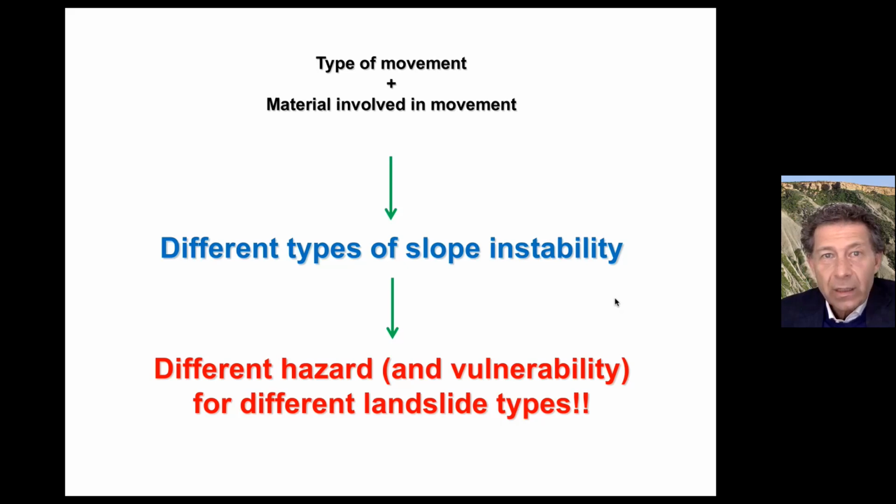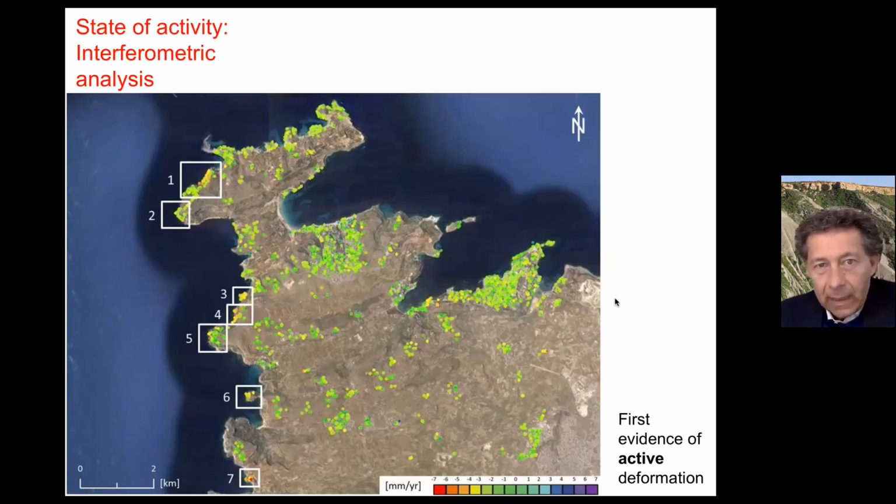As important is it to understand the material involved in the movement, and the possible volume and velocity of the material involved. So after the first tests that led us to understand that these phenomena we were focusing on were active, we started interferometric analysis to get a wider picture of the possible coastal instability.